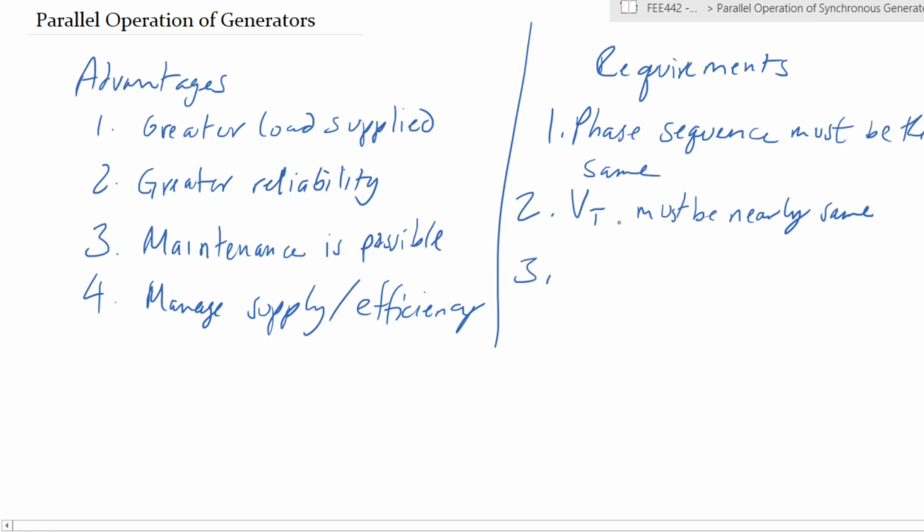And number three, the frequency must also be nearly the same.